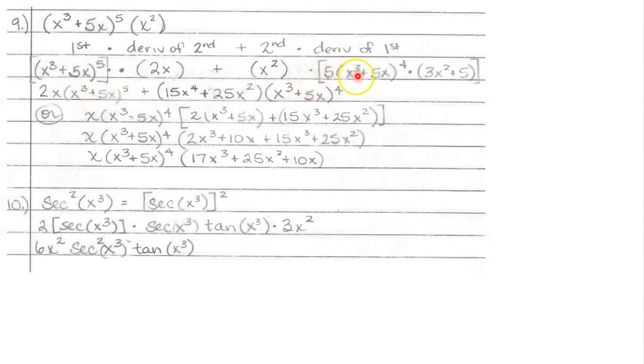Over here, I don't have to multiply this to the 4th power, but I can distribute the 5x squared to this 3x squared plus 5. So if I take 5x squared times 3x squared, that's 15x to the 4th. And then if I take 5x squared times 5, then that's going to give me 25x squared. And then we still have our x cubed plus 5x to the 4th. All right, so that would be one way we could leave our answer.